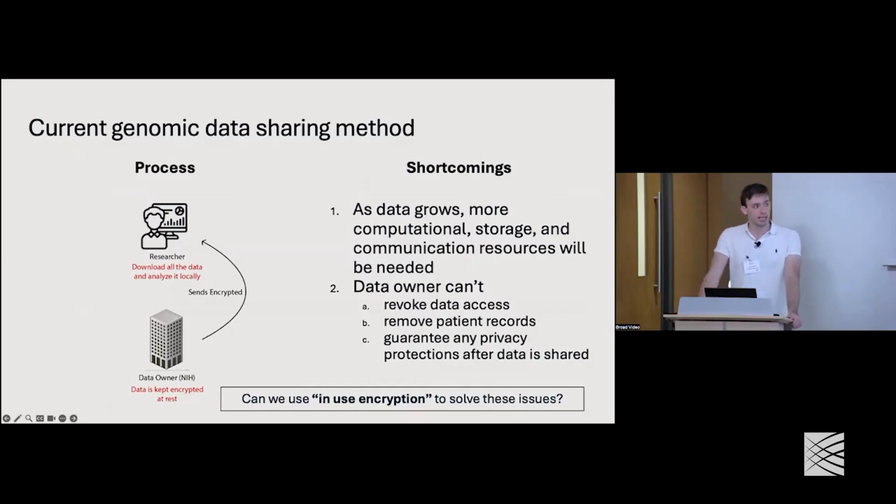Once the data is in the hands of the researcher, it's assumed that the researcher will be smart about how they handle and manipulate the data. If a patient wants to drop out from the cohort, it's a challenging process to have all the researchers remove that patient. So really, can we apply these techniques, this homomorphic encryption technique, to do in-use encryption?